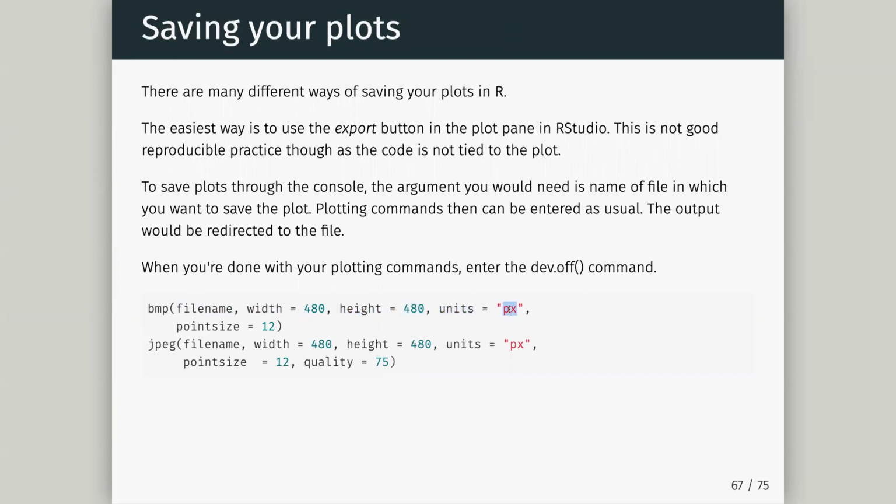So be careful. Units, this is pixels. If you set units to be inches, IN, this is going to be a massive plot, and they take up a lot of space. So be careful there. BMP will have specific options, which you can see like point size, but JPEG has more options because it also allows you to do some compression, like quality.